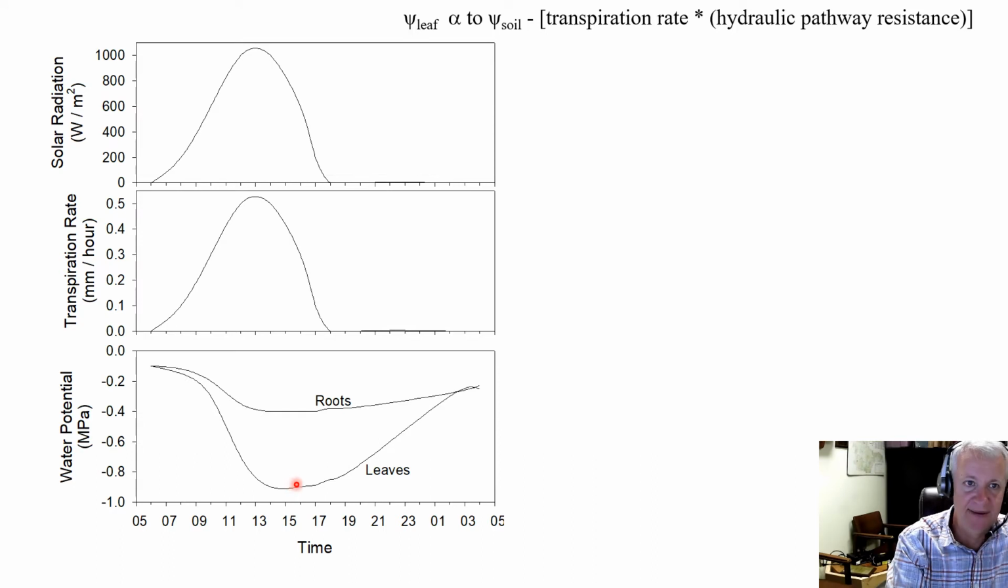After that peak in transpiration rate, we start seeing transpiration rate go down and we see leaf water potential become less negative. There's a little bit of a lag in the afternoon, basically as water catches up. But in general, that bell-shaped pattern of leaf water potential is an inverse of this transpiration rate pattern because of this relationship.